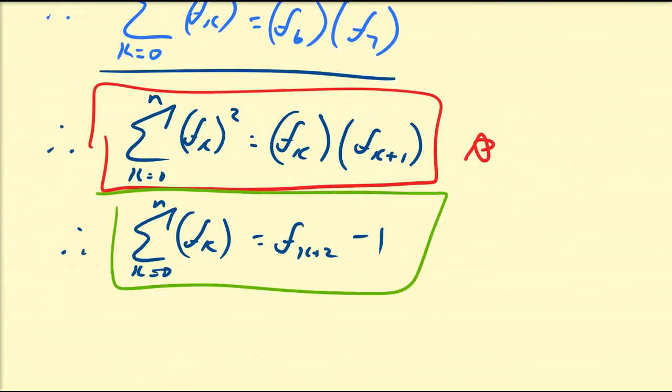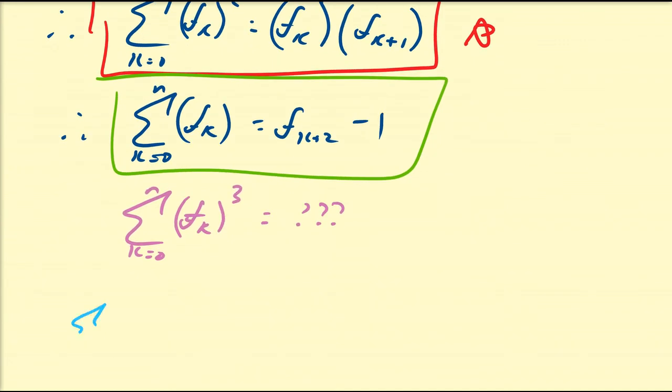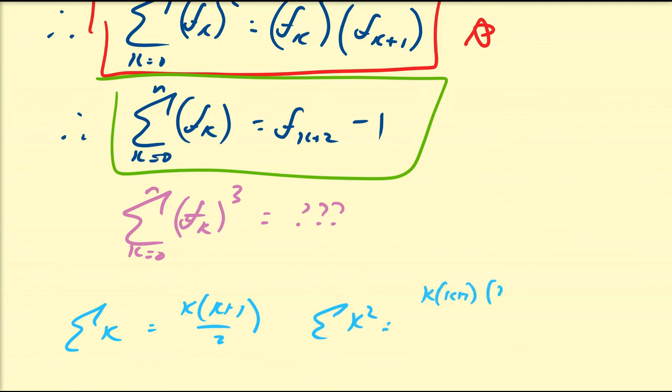Now, of course, I encourage you to investigate on your own. What about a formula for the sum from k equals 0 to n of F_k cubed? So what would be the closed formula for that? Because remember, we had a formula for the sum of k. So as I said, that's n(n+1) over 2. We have the sum of k squared, which is n(n+1)(2n+1) all over 6. These should be n's, of course.